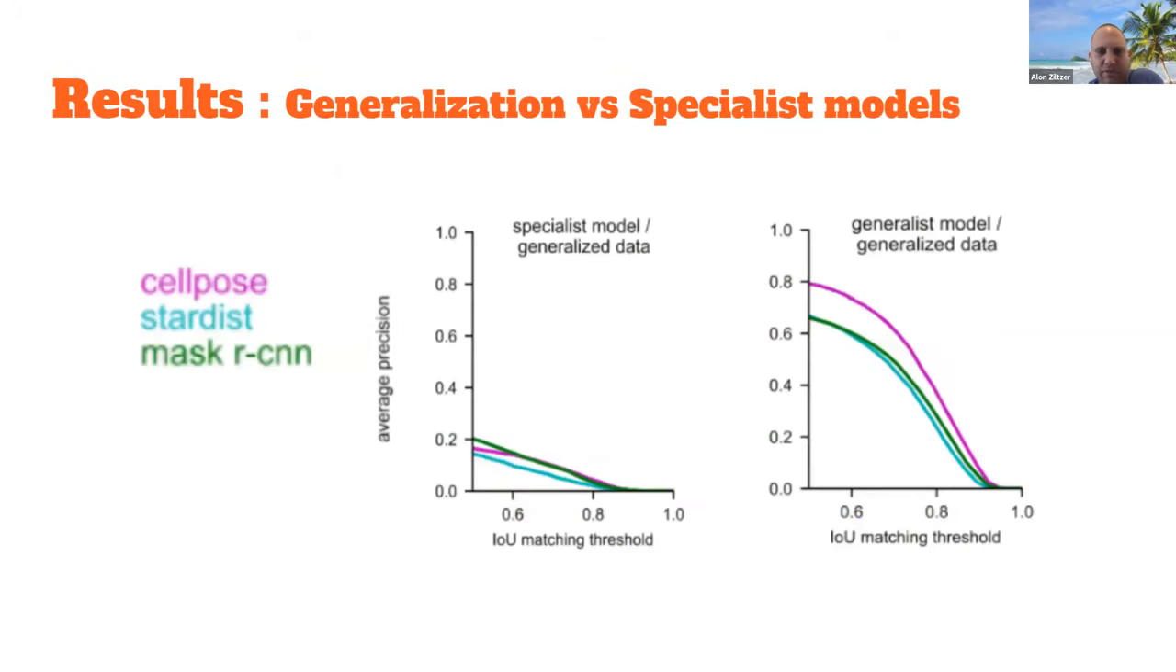We can see also two things from the results. One is that the specialized model does not work well on generalized data. This means that the model really needs to see a lot of cell types in order to work well, otherwise it's not that good. The second graph from the right shows that for each IOU threshold, Cellpose is working better than StarDist and Mask R-CNN.